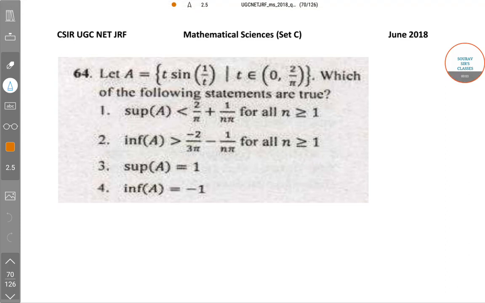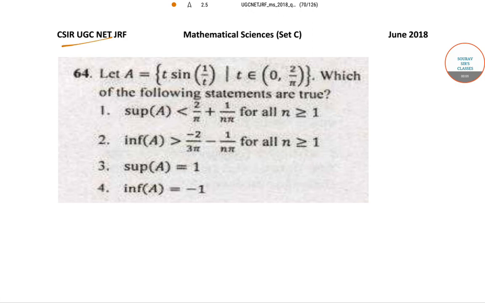Today we'll be solving the CSIR UGC NET question paper from the June 2018 paper. We'll be solving the set C of the Mathematical Sciences paper. Now let's start off with question number 64.